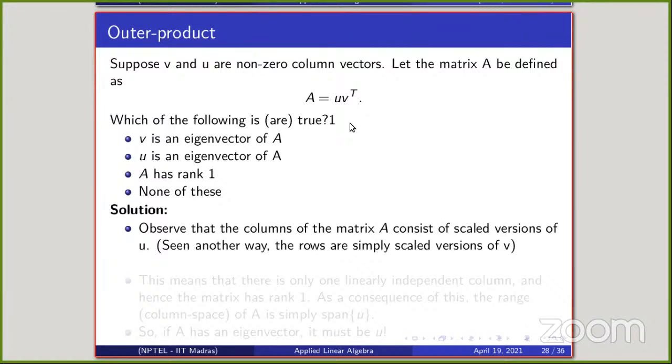The next question is a short one on the outer product. We are given two non-zero column vectors V and U, and the matrix A is defined as U times V transpose. U is a column vector and V is a column vector, so V transpose is a row vector. U times V transpose will be a matrix, not a single value. If it was V transpose U, it would have been a single value.